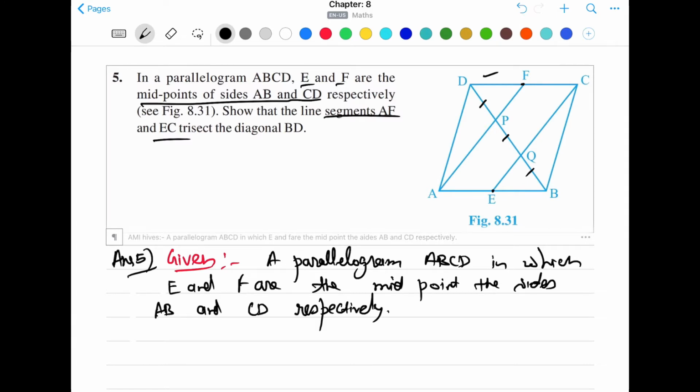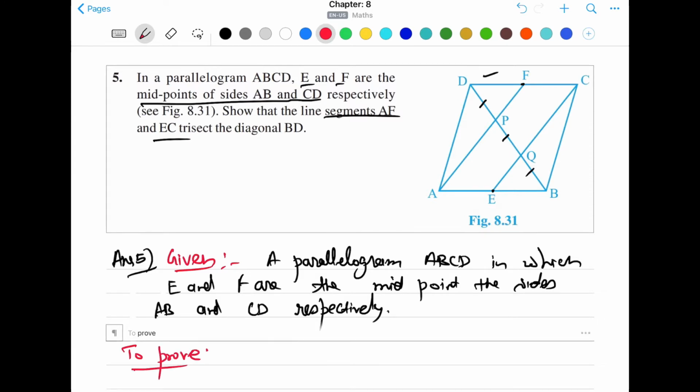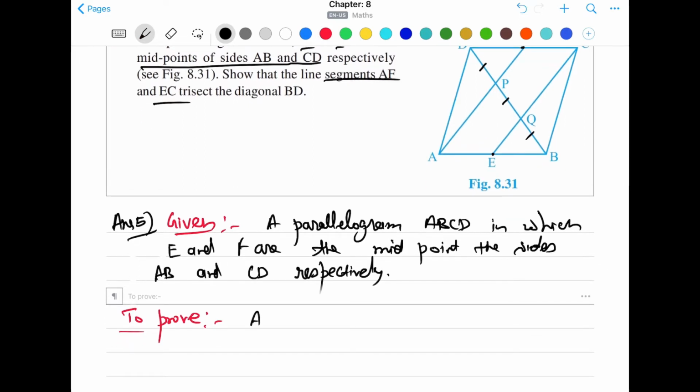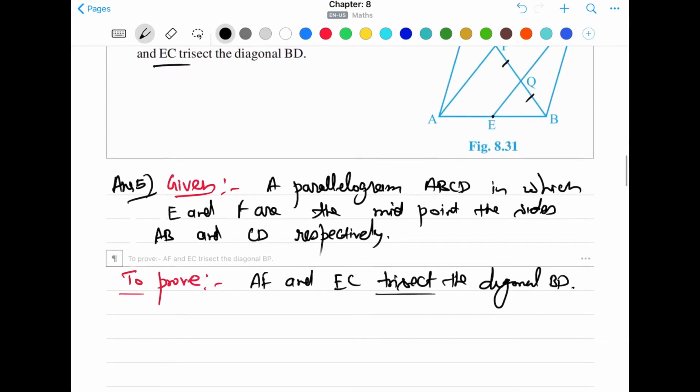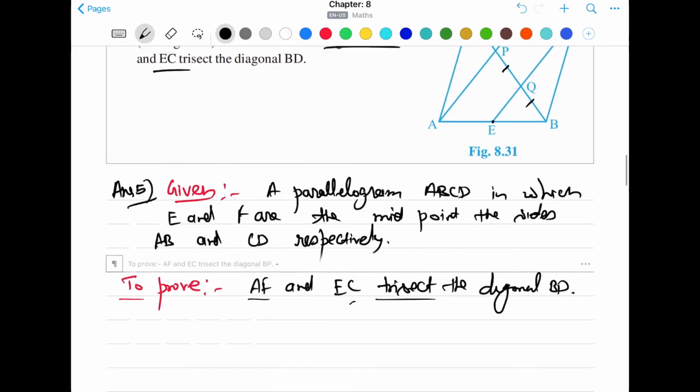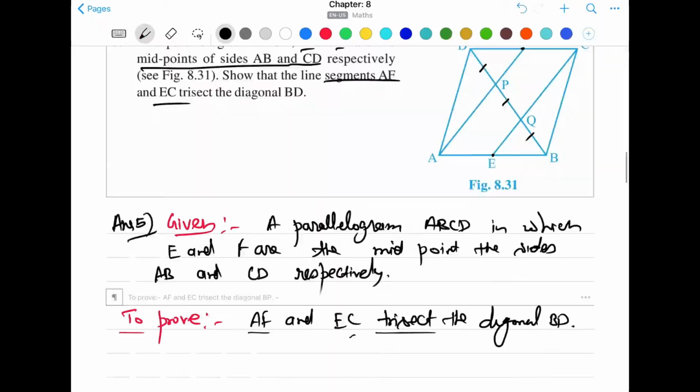We have to prove here that AF and EC trisect the diagonal BD. Trisect means dividing into three equal parts. Tri stands for three, sect means sections, three equal sections. So we have to prove that AF and EC are dividing BD into three equal parts. So let's start its proof.